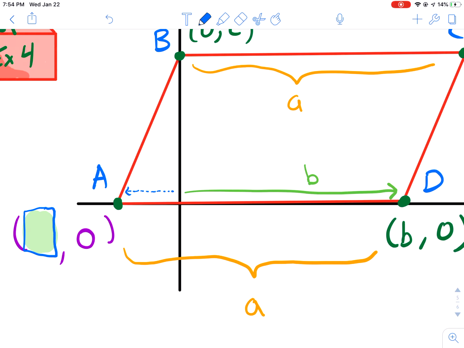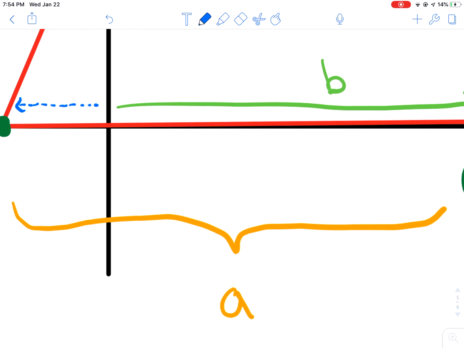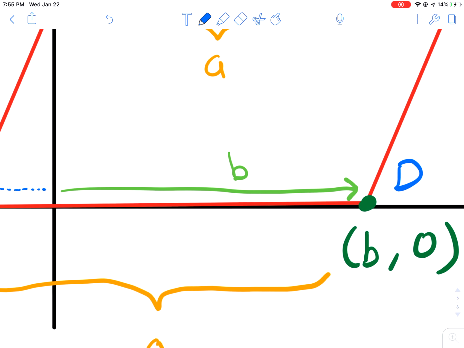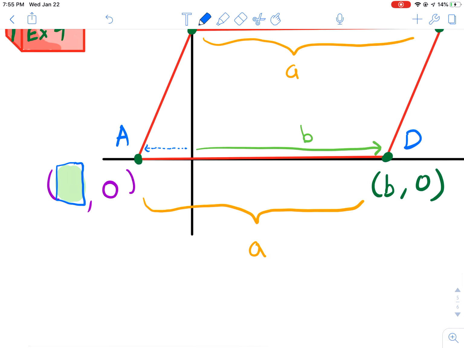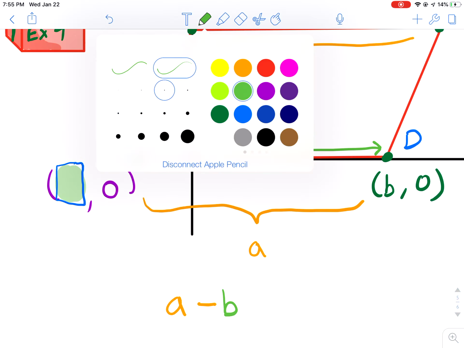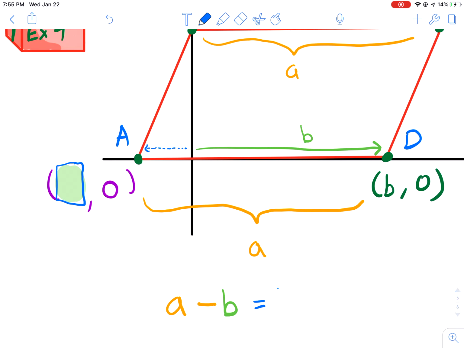So how do we find that? Well, if this whole distance is A and that partial distance is B, and then we're looking for the difference between the two, we know we need to subtract because difference means subtraction in math. So this distance right here is going to be A minus the distance that we don't really want, B, and that will be our missing value, okay?